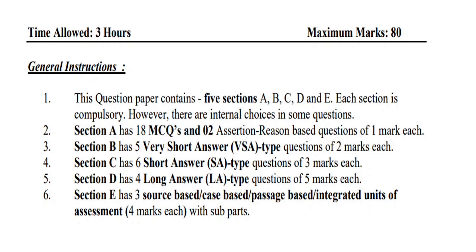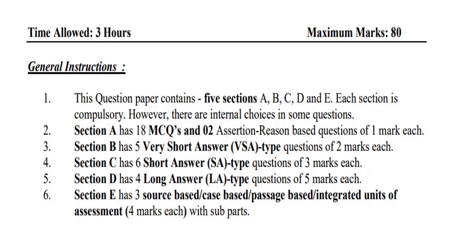This is your question pattern. Section A will contain 18 MCQs and 2 assertion and reason based questions. Section B will have 5 very short answer questions. Section C will have 6 short answer questions. Section D will have 4 long answer type questions of 5 marks each. And Section E has 3 source based or case based questions of 4 marks each.